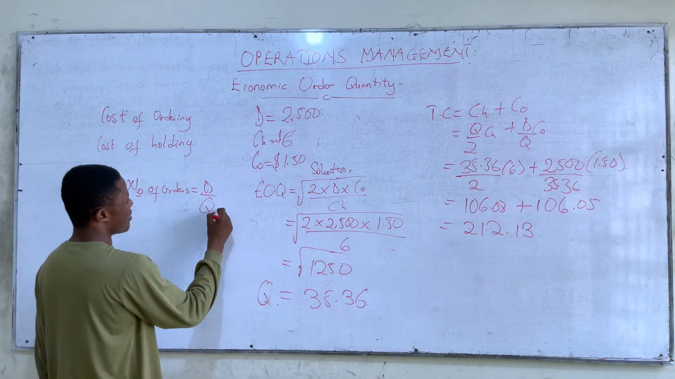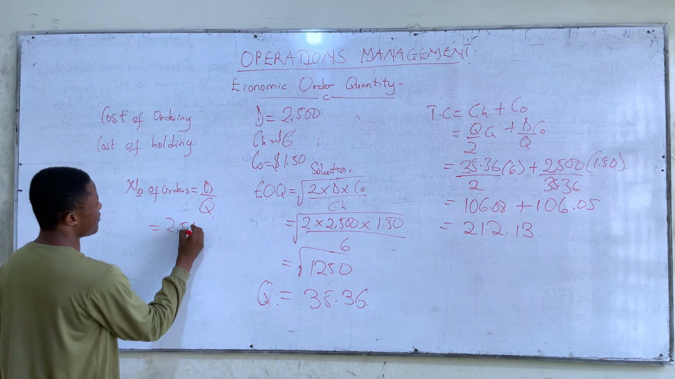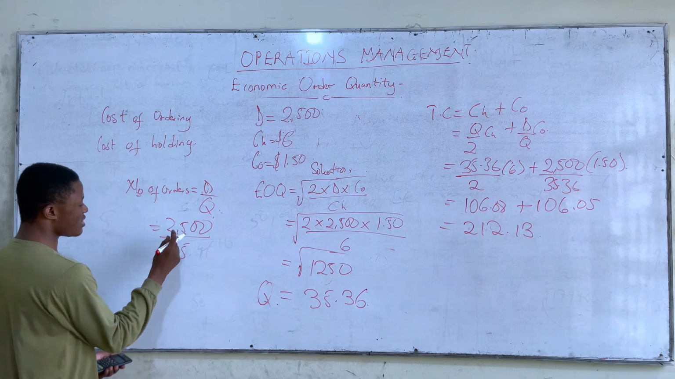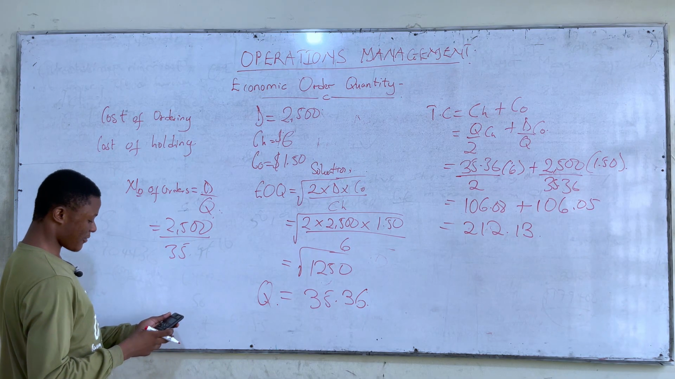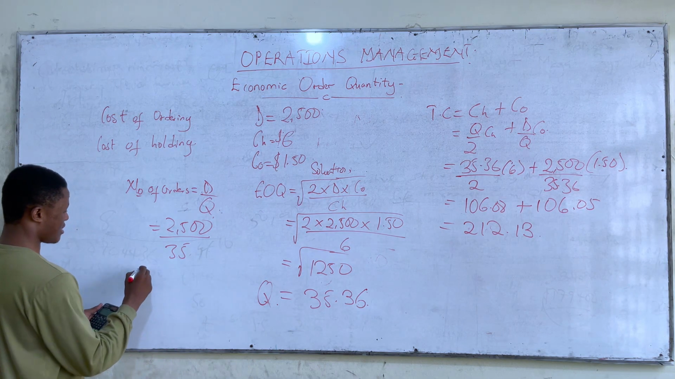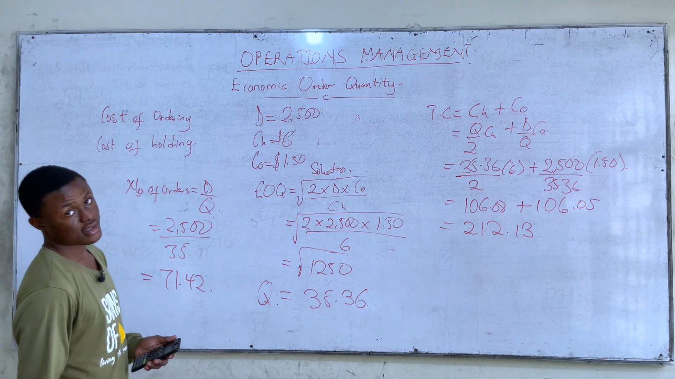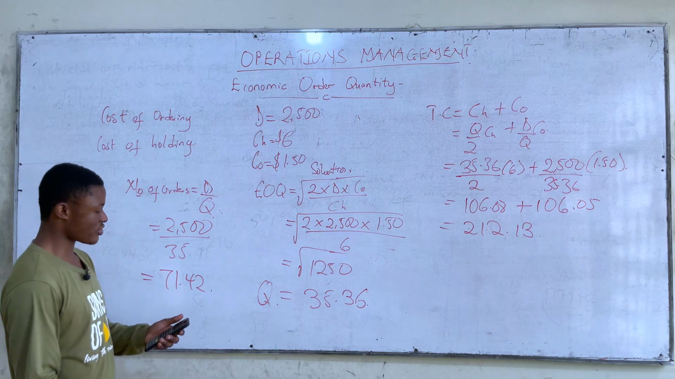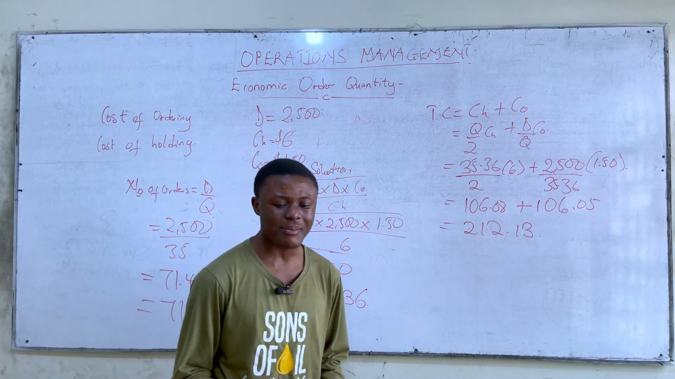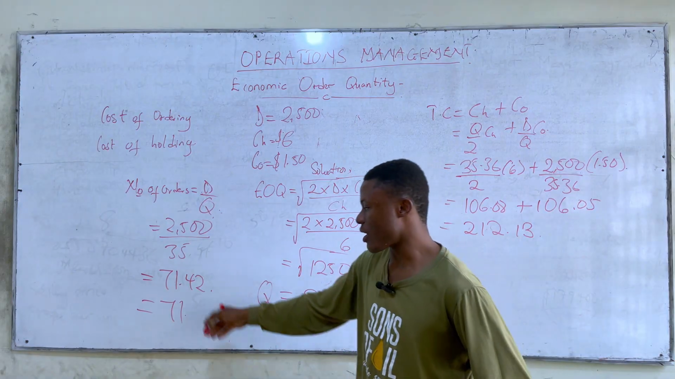Sorry, demand over quantity. Are we good? So if our demand was 2,500 and our quantity was 35, what do you have to do? You divide 2,500 by 35, and then you are going to get 71.42. But as I said, you don't have something like 71.42. You just have to make it 71. So how many batches of these sets were ordered? 71. You have to round it.